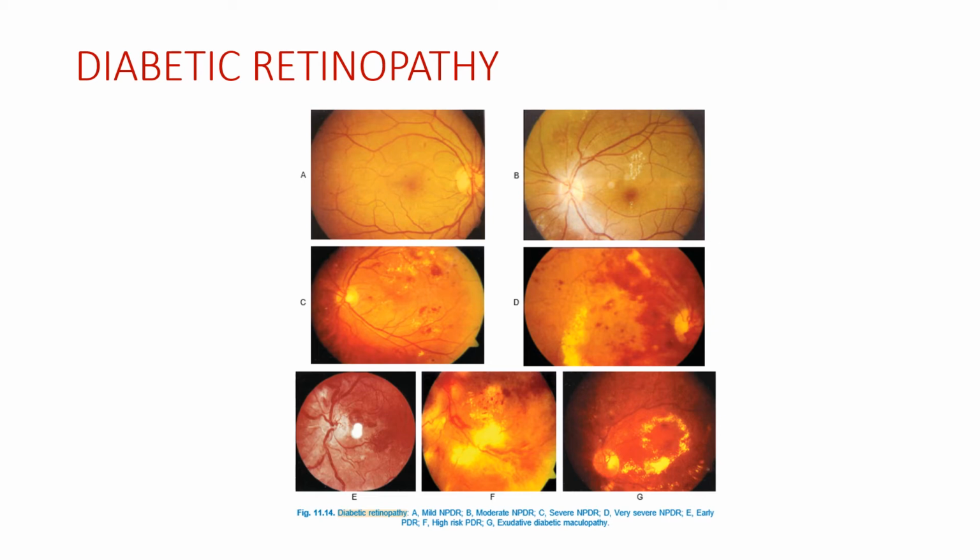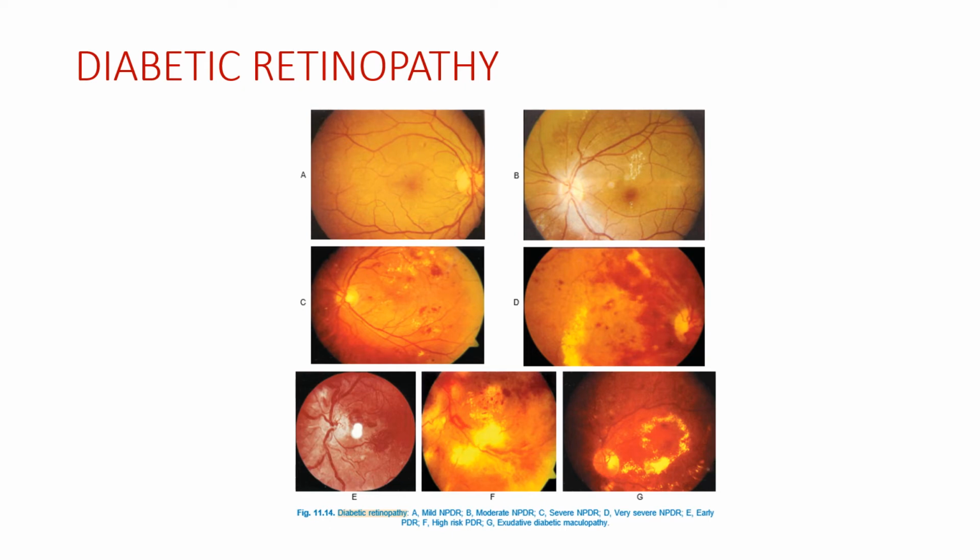Now, if you see picture E, along the inferotemporal arcade, you can see a frond of blood vessels towards the end. Now, this frond of vessels is nothing but neovascular tissue. So this becomes a case of early PDR.